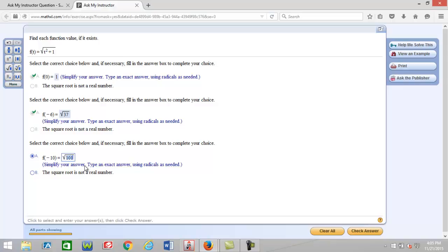101 is not a perfect square. I cannot simplify this radical expression. I'm going to leave my answer as an exact answer, leaving it in radical form. I'm going to check my answer, and the answer is correct.